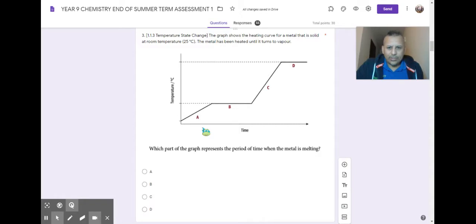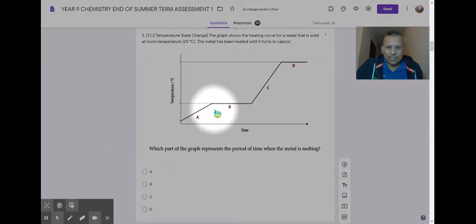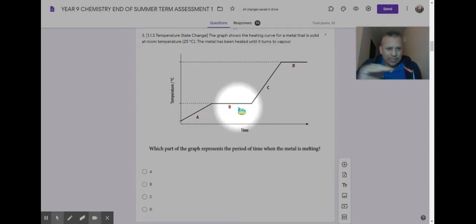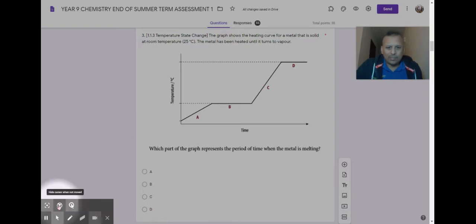Question number 3, we've actually got part of the graph which represents the period of time as the metal is melting. Now it starts off as a solid, so here we actually have the solid warming up, then you've got the solid melting. Whenever you have the levelling of temperature, that's a state change. And then you've actually got the liquid. Once all of the solid has melted, the liquid starts to warm up, and then you've got the liquid starting to turn into the vapour as per the question. So which part of the graph represents the period of time when the metal is melting? The answer is B.